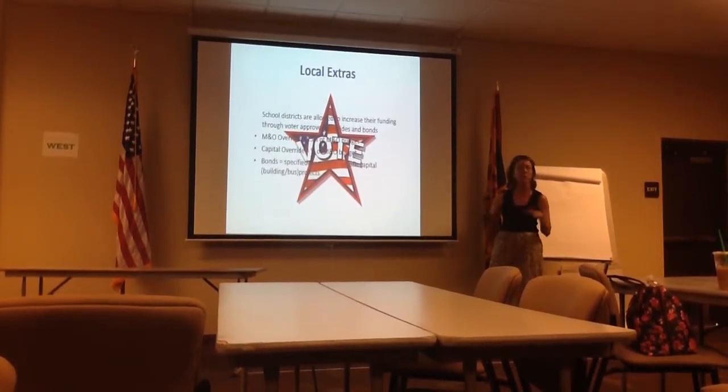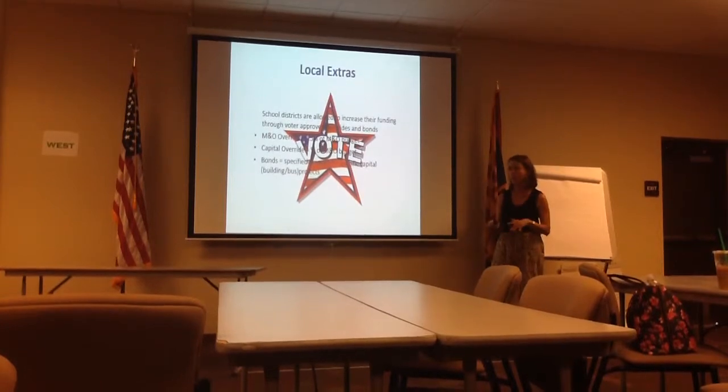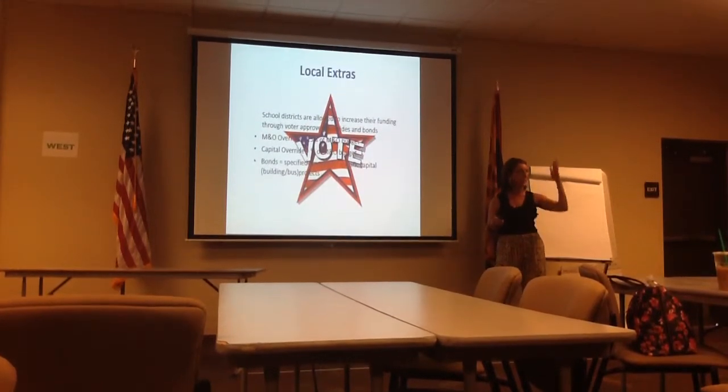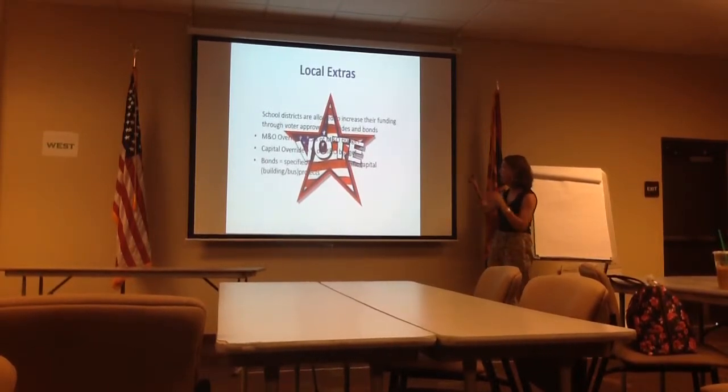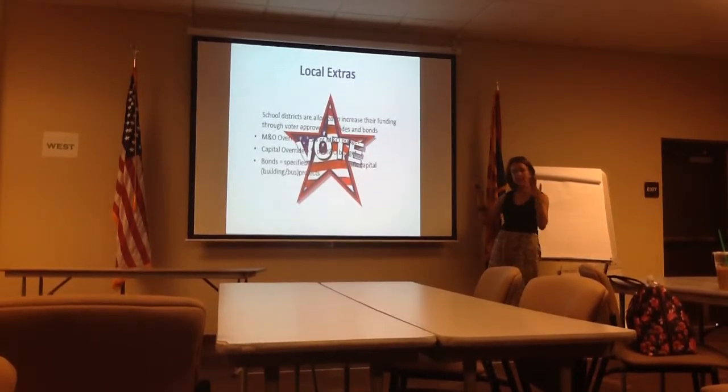So this is old hat for you guys. You know M&O overrides. We get them every 7 years. In the fifth year they start to decrease, so it's on a 4-year cycle for renewal. And that's really about the M&O budget. Capital overrides, again, is just for that capital.